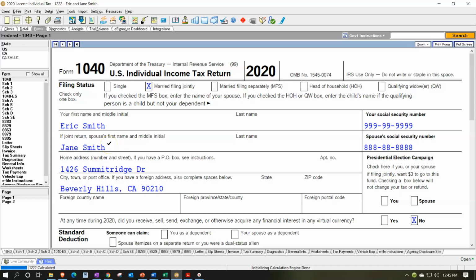Here we are in our Lacerte tax software. You don't need the Lacerte tax software to follow along, although I do think they have a 30-day free trial. So if you can get access to a promo or demo version of it or any other tax software, it could be a good tool to practice with.